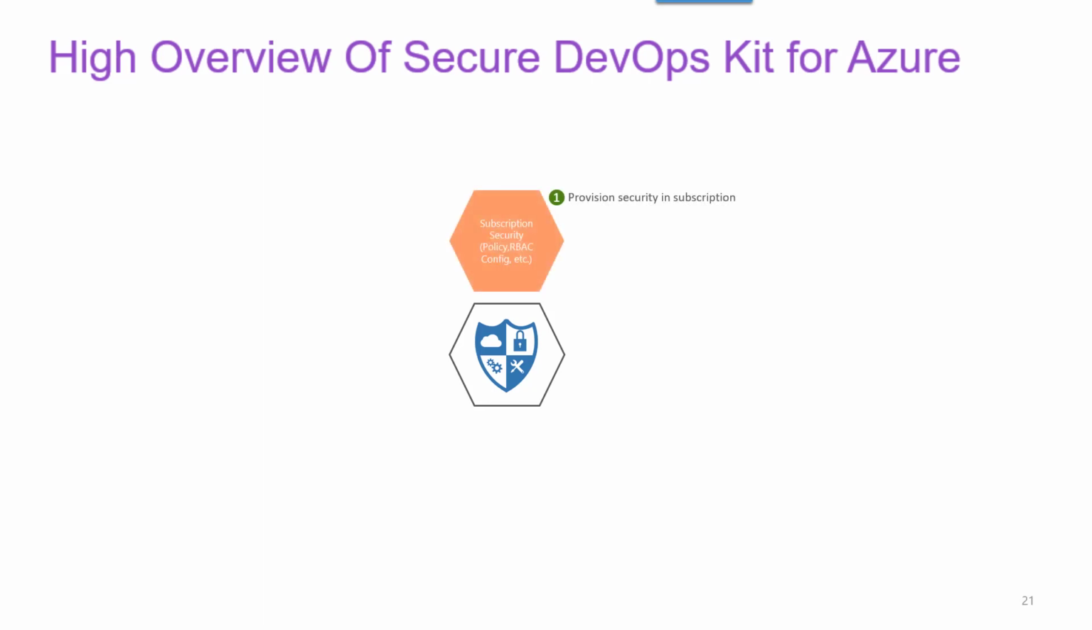Secure DevOps Kit for Azure. It is developed internally inside Microsoft and they share it with their customers. It is open source on GitHub and it is a group of PowerShell commandlets, extensions, plugins, guidelines, and security best practices. It can help secure the subscription for policies, role-based access control, configuration, etc.